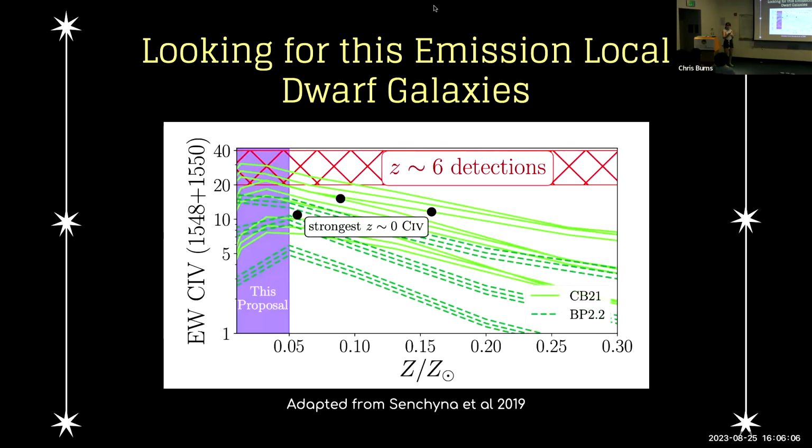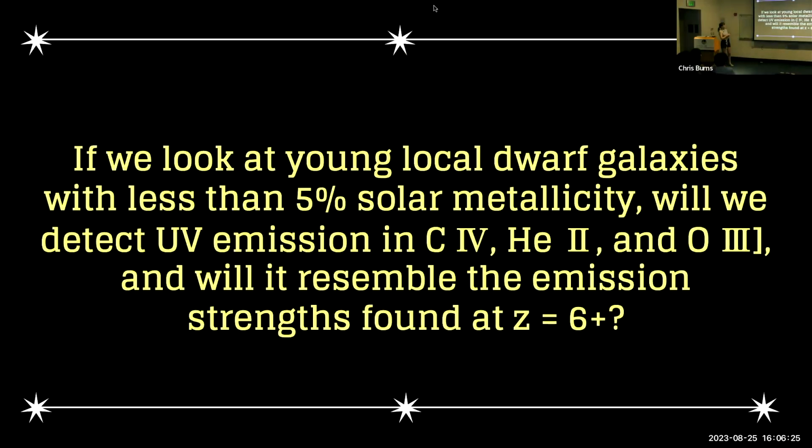We really want to investigate how we can get emissions this strong that we're seeing at high redshifts. So we want to find an overlap between these green lines and this red part of the graph up here. That is what leads us to this purple region where there's a good amount of overlap, which is less than 5% solar metallicity. That leads into my research question. If we look at young local dwarf galaxies for the sake of comparison, with less than 5% solar metallicity, will we detect UV emission in carbon-4, helium-2, and oxygen-3 at all? And if so, will it resemble the emission strengths found at redshift 6 and above?